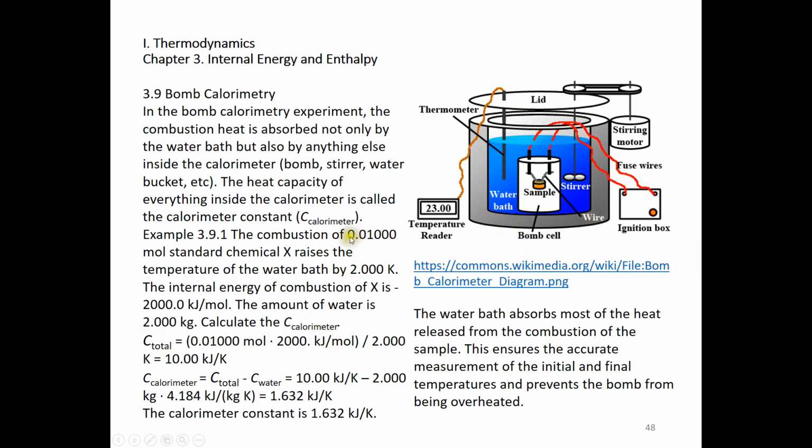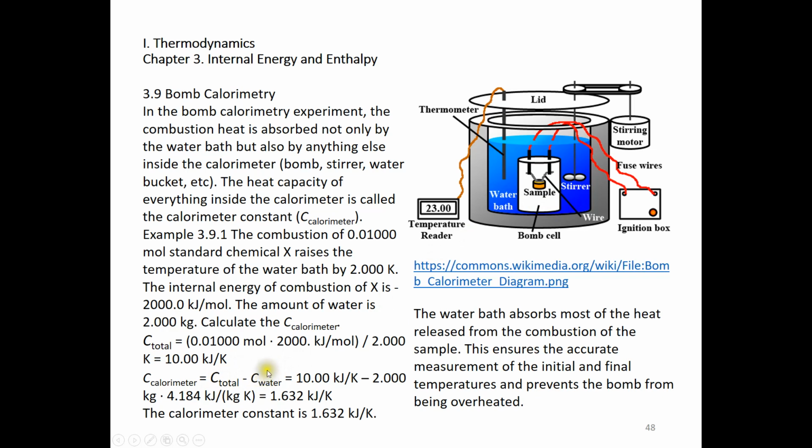How do we compute this? We have the amount of the substance, 0.01 mole. We have the internal energy change of the combustion, 2000 kilojoule per mole. By multiplying the number of moles and this internal energy change of combustion, we get 20 kilojoule. That's the amount of heat released from the combustion. And now this amount of heat divided by the temperature change, which is 2 Kelvin, we get 10 kilojoule per Kelvin. This is the heat capacity of everything inside the calorimeter, including the water.